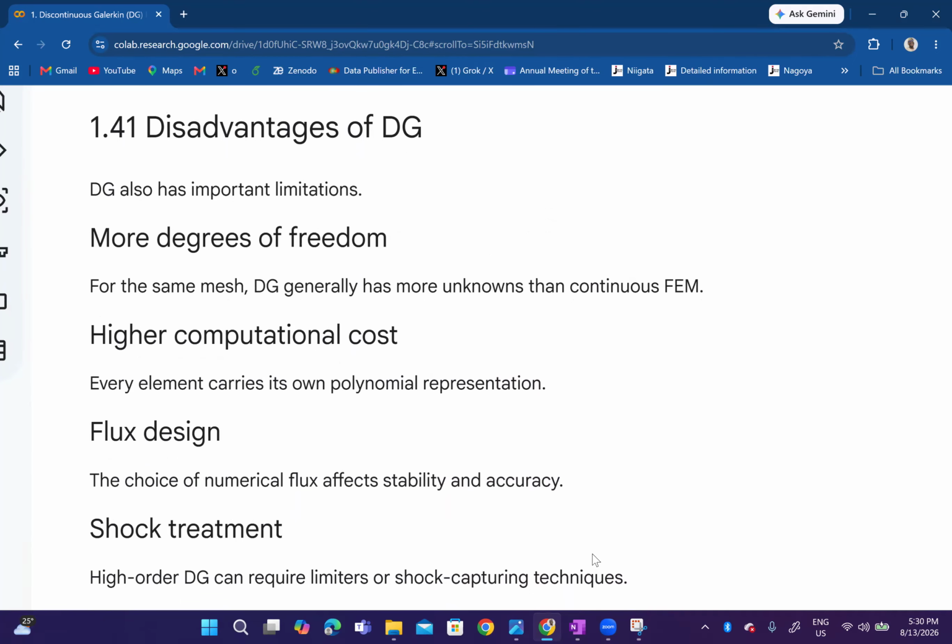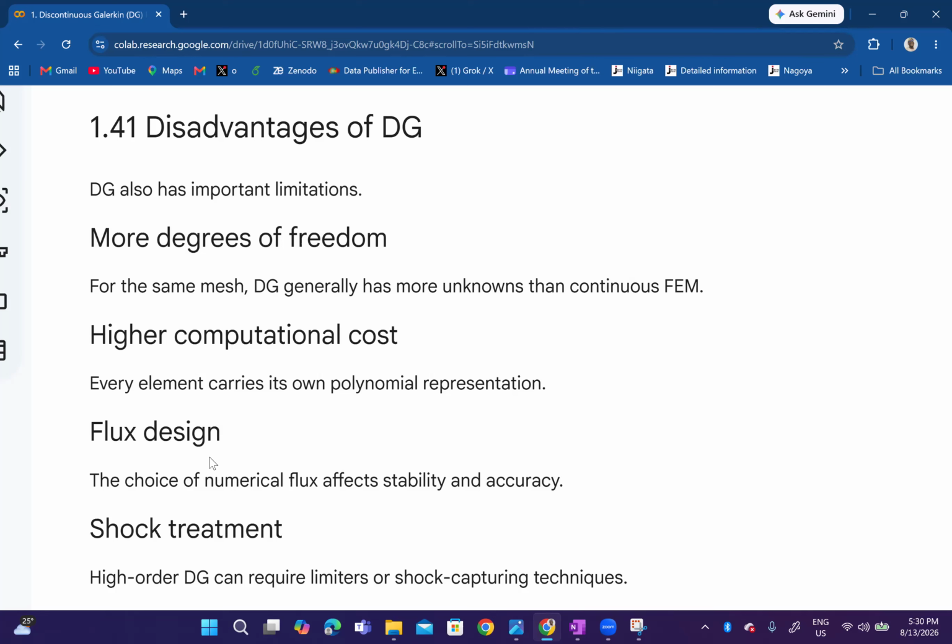Talking about disadvantages, discontinuous Galerkin also has important limitations. For instance, you need more degrees of freedom. For the same mesh, discontinuous Galerkin generally has more unknowns than continuous finite element method. Then you have higher computational cost. Every element carries its own polynomial representation. As a result of that, you need more computational power.